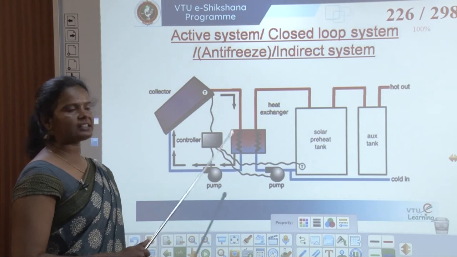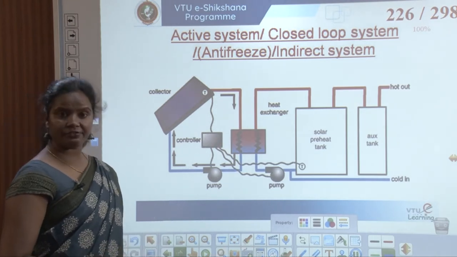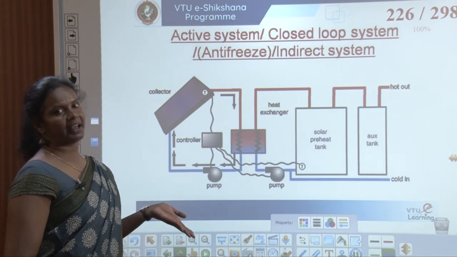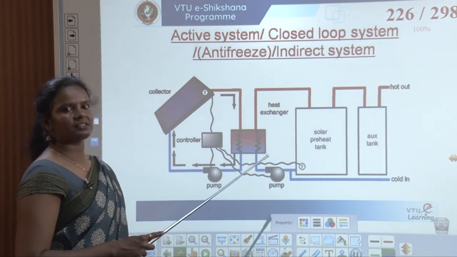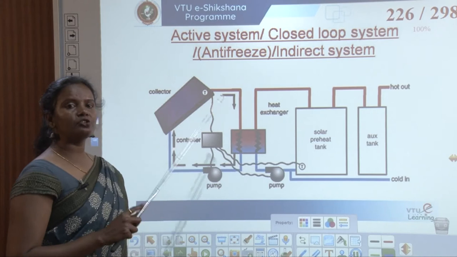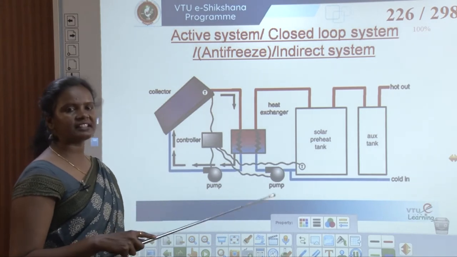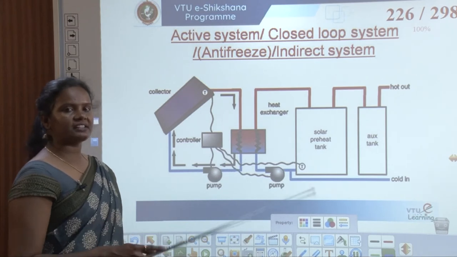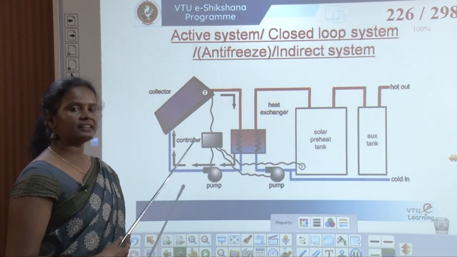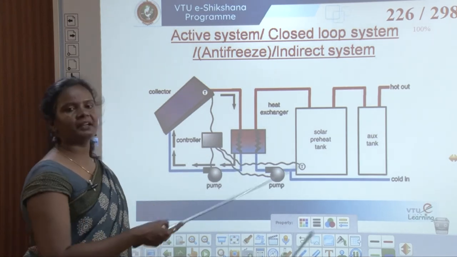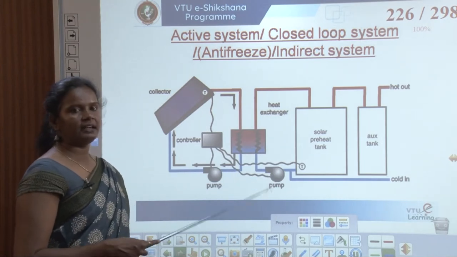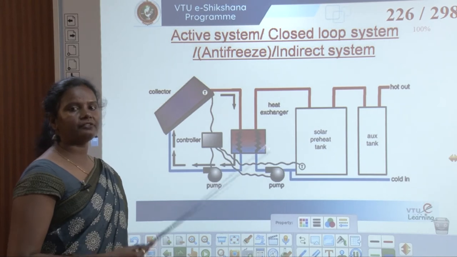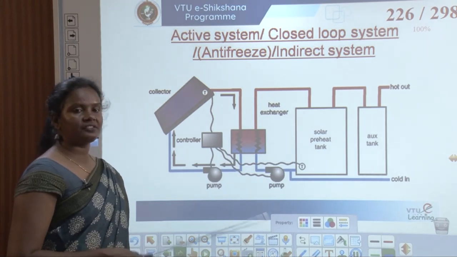So here is a technique with antifreeze, where the water cannot freeze, that system can be adapted. It can also be called a closed loop system or antifreeze system. This is one active system and indirect system. Sometimes it is called an indirect system also. Any of these could be identified as indirect system, antifreeze, closed loop, active system.